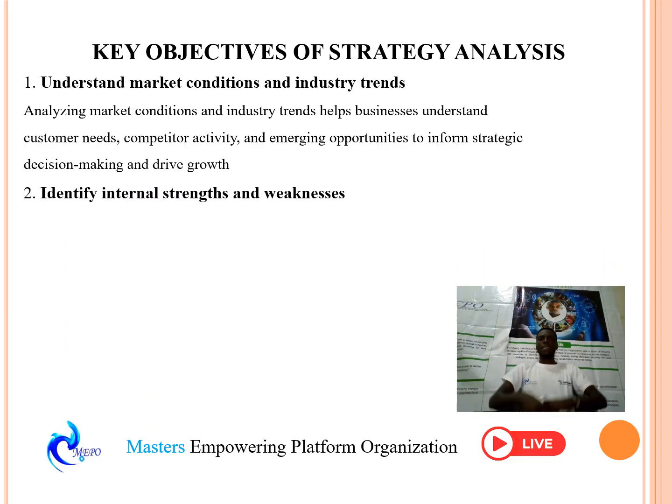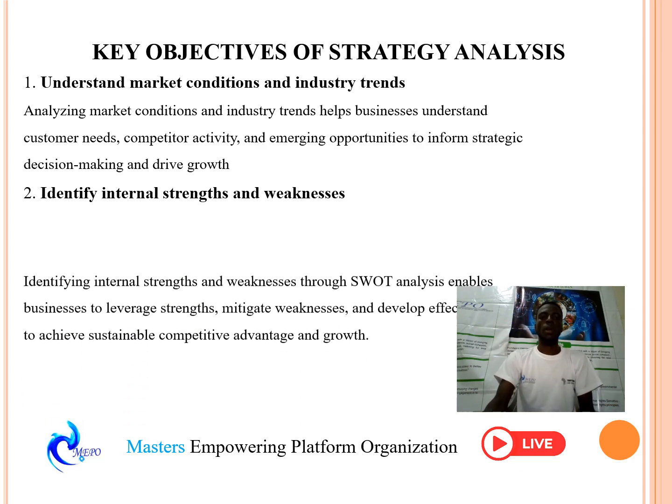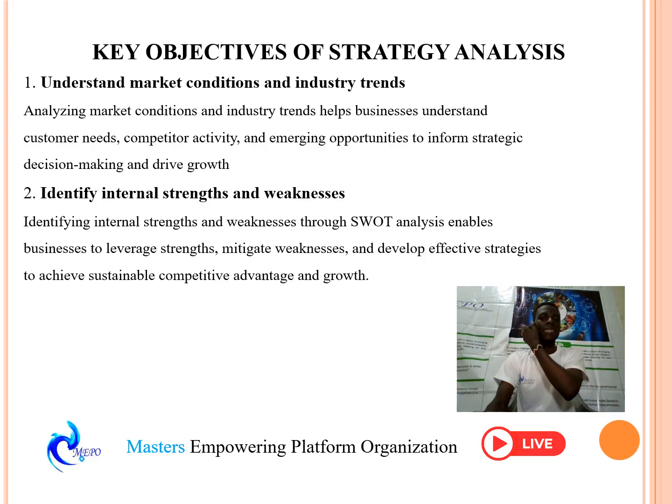The second key is to identify internal strengths and weaknesses. We have to know where our strengths are and where our weaknesses are. What makes a business fall, and what makes a business go ahead? What improves our business? What makes a business boom? That is why we identify internal strengths and weaknesses through SWOT analysis, enabling the business to leverage strengths, mitigate weaknesses, and develop effective strategies to achieve sustainable competitive advantage and growth.